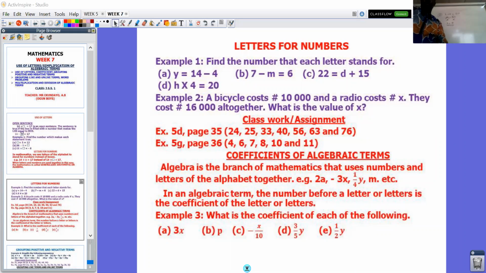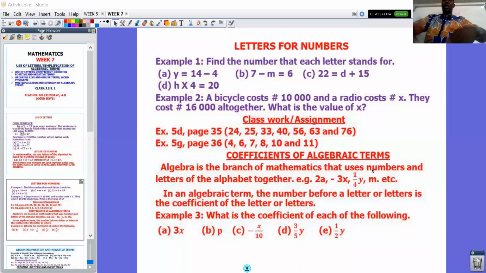All right, let's write example 2. Last 1 minute. Example 2. And we are going to end the class after example 2. Example 2 says: A bicycle costs 10,000 naira and a radio costs X naira. They cost 16,000 naira altogether. What is the value of X?